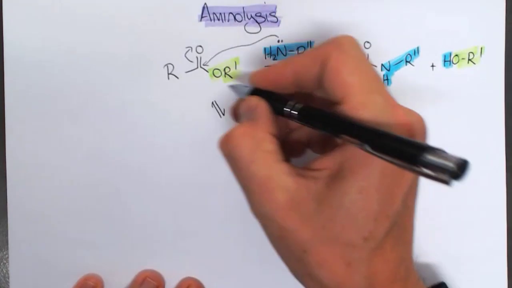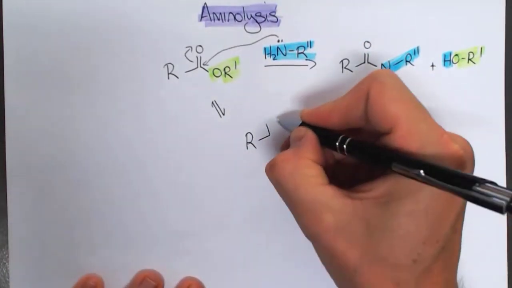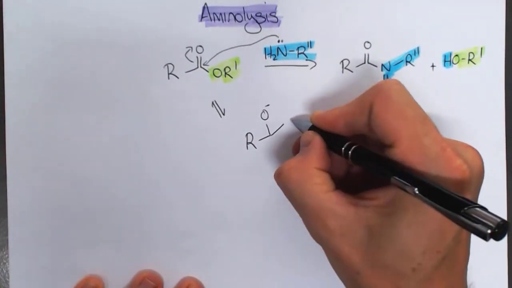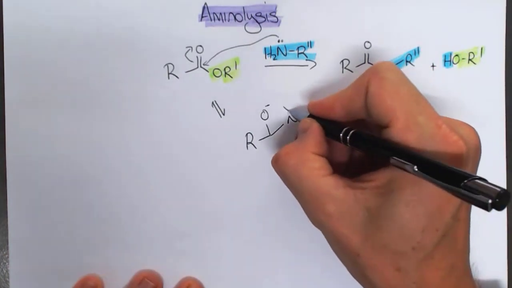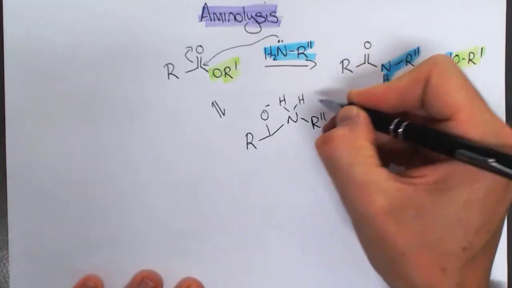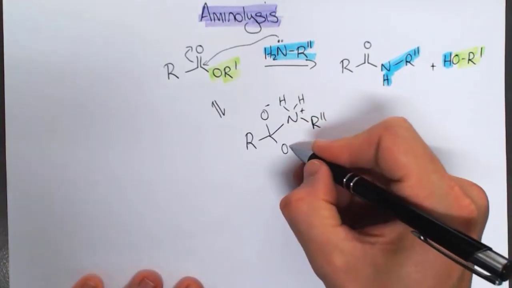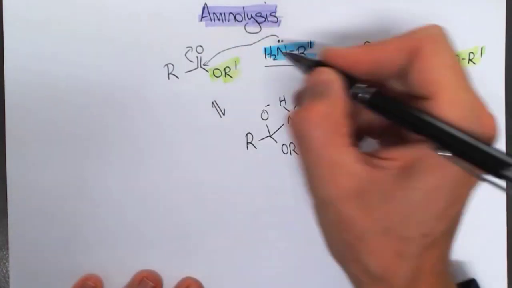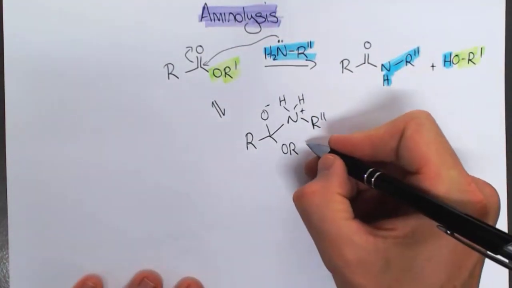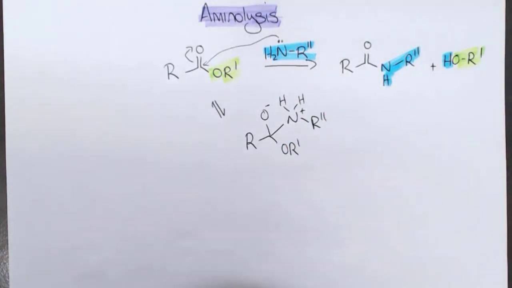So this, of course, is an equilibrium. It can go both ways, and we get this tetrahedral intermediate. So we have an O minus over there. We've got the nitrogen with the R prime on it, and it actually has two hydrogens on. This is something that a lot of people forget when they first do these types of reactions: they forget that there were two hydrogens over there when this first reaction happened, so we have two hydrogens there as well, meaning that this is now an ammonium, not an amine. We just color things in so we can see where everything is.